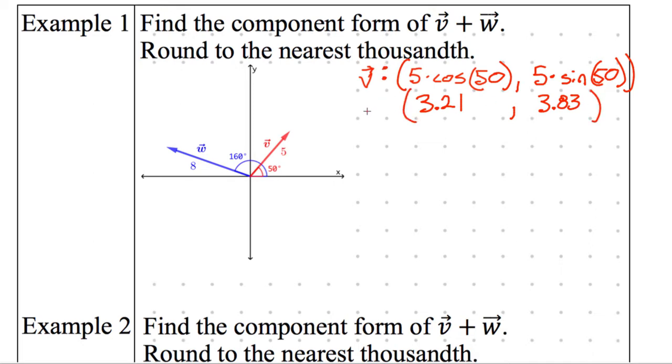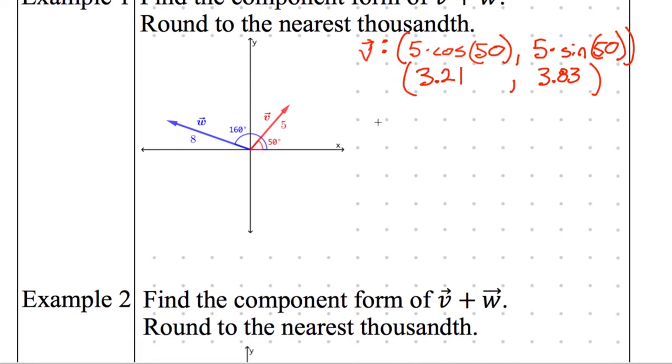All right, Daisy, is that the answer that you're also getting? Yeah. Perfect. Oh, nice. Okay. And let's do vector W. I'll do it up on the board, and then you can check to see if you got the same thing. Vector W, convert that to component form. So we know that it's going to be 8 cosine of 160, comma 8 sine of 160.